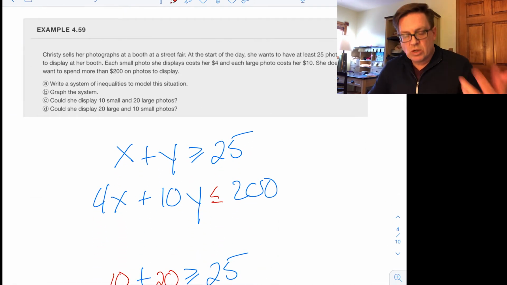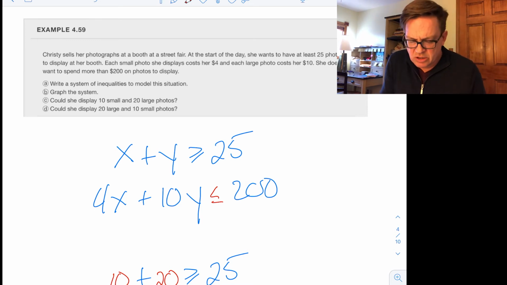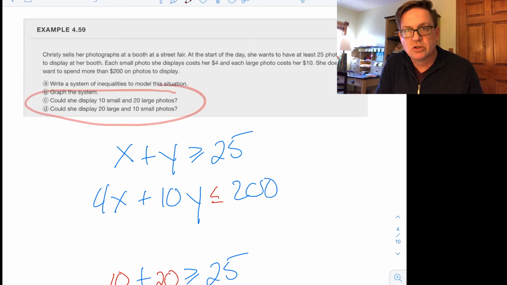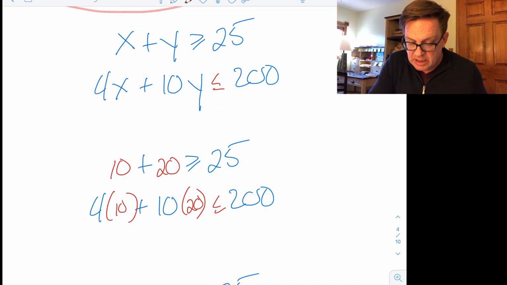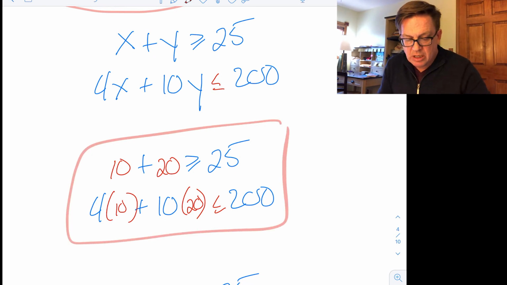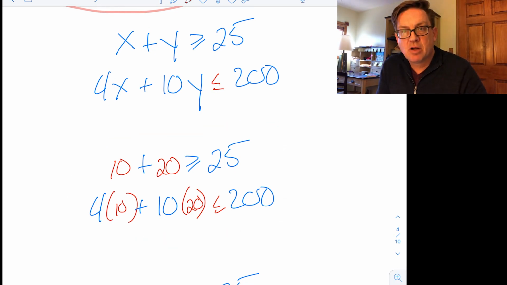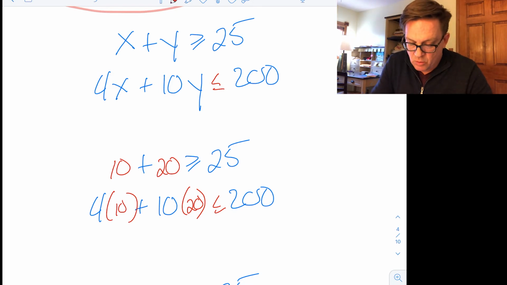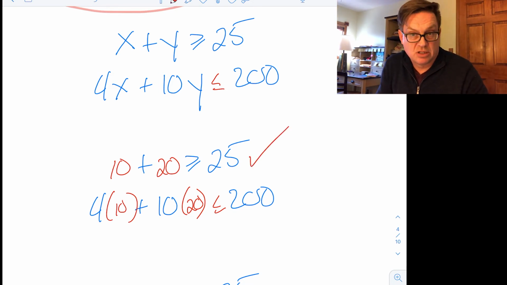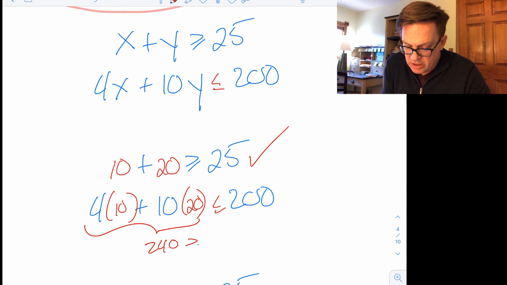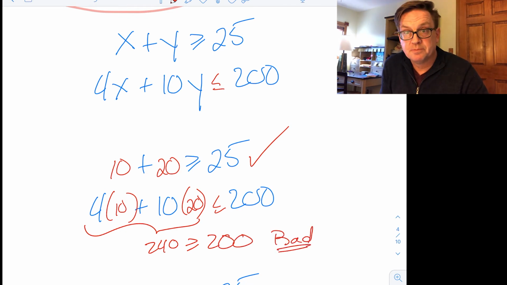So then the question is, once we've graphed that, what are the solutions to it? Are these two points solutions? One thing you can do is plug those in. What happens if she decides to do 10 small photographs and 20 large photographs? Well, she's got at least 25, because 10 plus 20 is 30, so that's greater than 25. But what's the cost? It's 40 plus 200 is 240, which is greater than 200. So that's not what she wants. That's bad. It's not a solution.